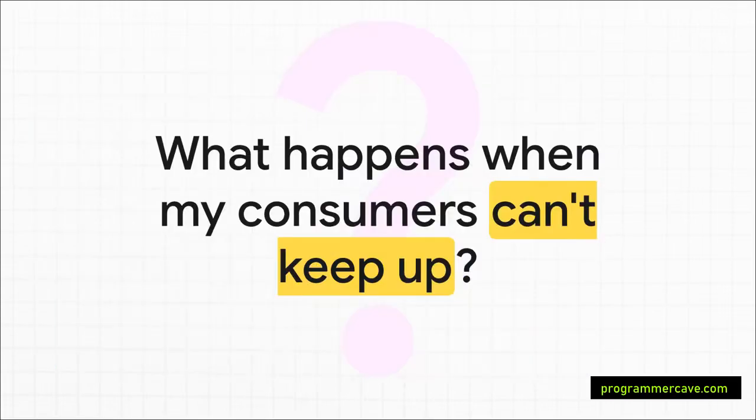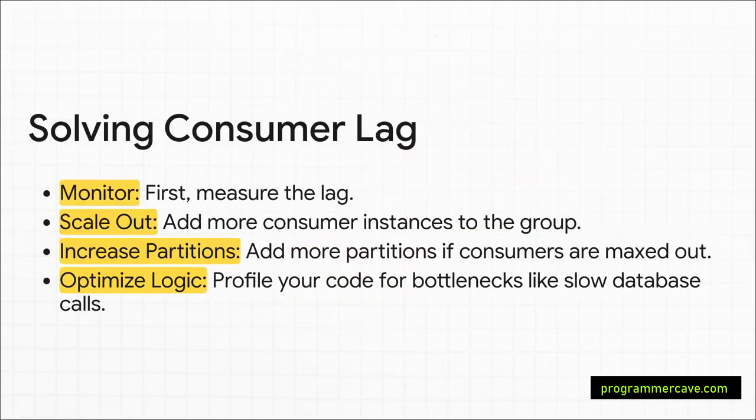So picture this. Your producers are just firing messages into a topic at an insane rate, but your poor consumers are struggling to keep up and are falling further and further behind. This gap is called consumer lag, and if you see that number just climbing and climbing, that's a massive red flag that your application is heading for some serious trouble. So what do you do? Here is your playbook for tackling lag.